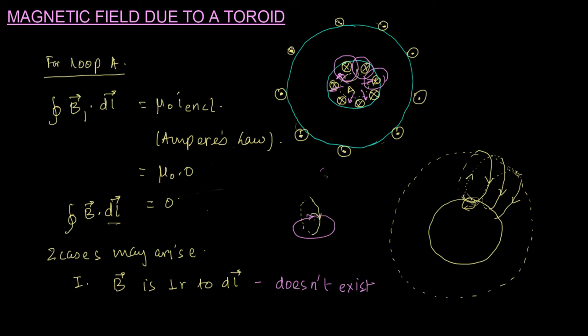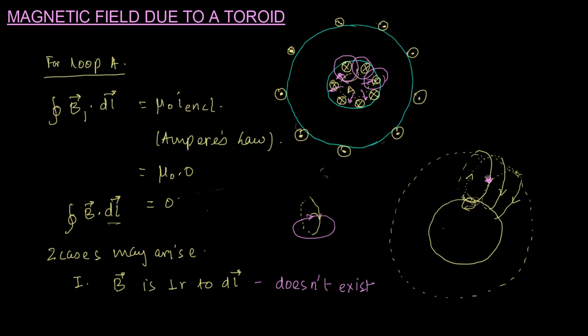So all those fields are implicated in the loop that we take. All those fields may not be in the plane. All those fields will not be in the same plane, because an element that is here will create a field that will make an angle with this plane. B dot dl cross mu naught I dl cross r by itself, right?